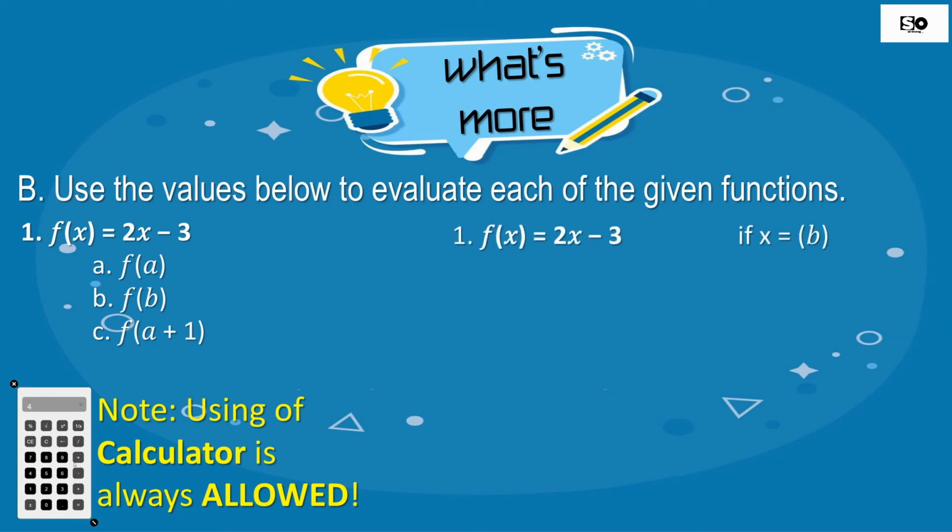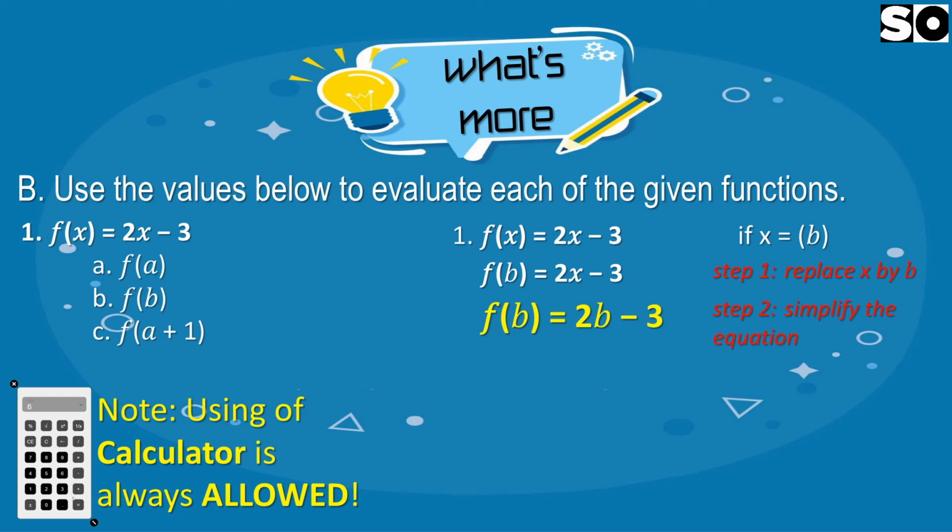Example number 2. Gamitin naman natin si x equals b. Replace x by b. Then simplify the equation. Same thing na ang gagawin natin dito dahil wala ring variable ang ating second term na 3. So, 2b minus 3 ang ating final answer.